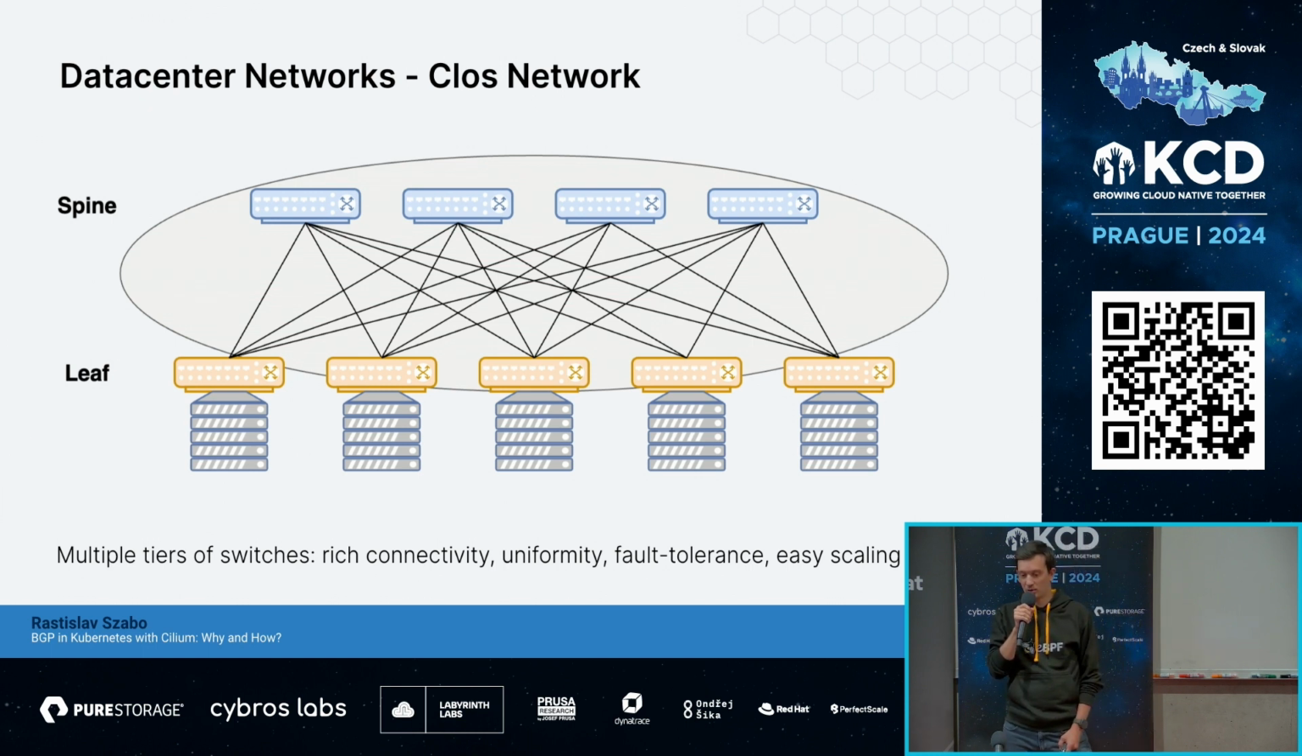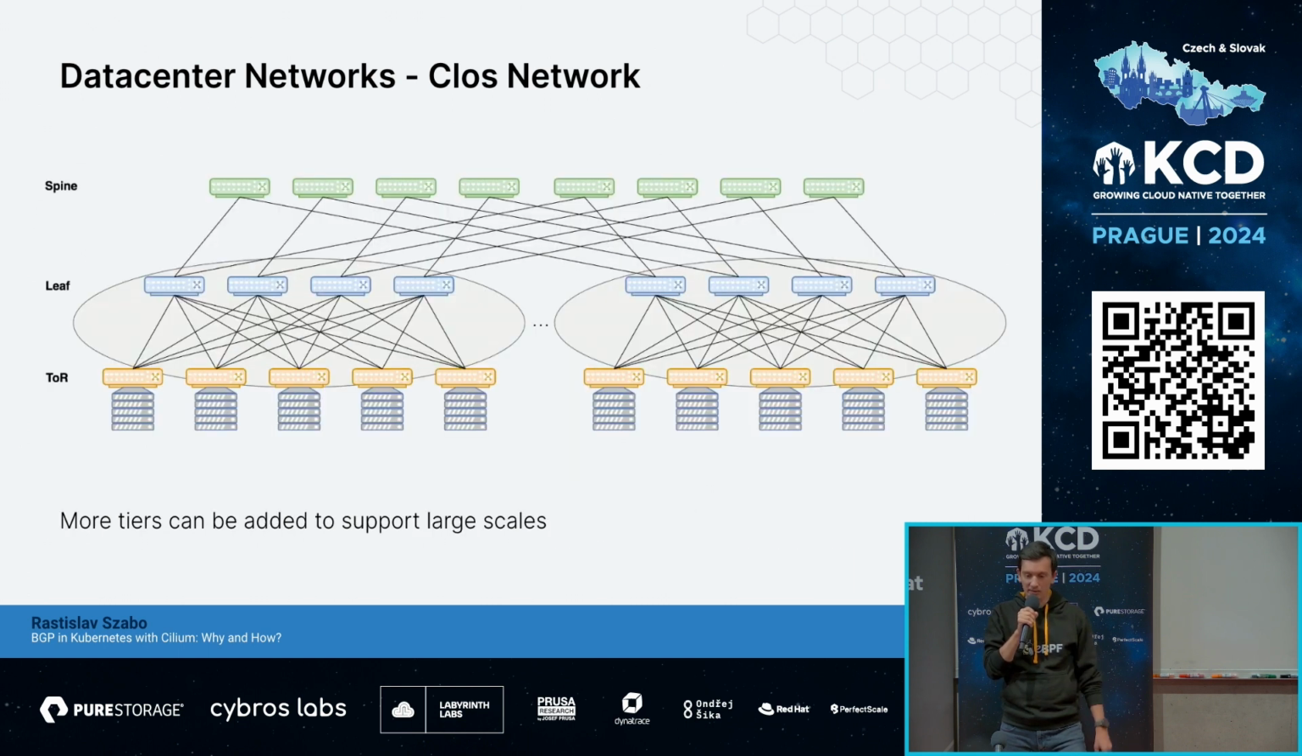This gives us rich connectivity, uniformity, fault tolerance, and easy scaling. It's very easy to add more switches into such a topology. If we wanted to achieve an even larger scale, we can introduce more tiers, and this way we can achieve almost unlimited scale. But you may have noticed that we are starting to have quite many links in this kind of network architecture. So how can we deal with them?